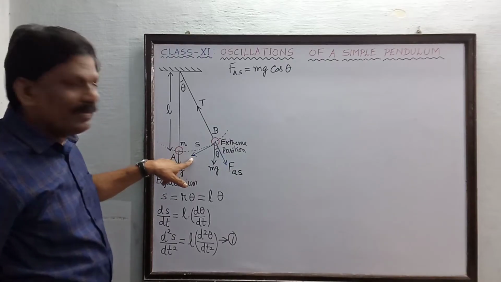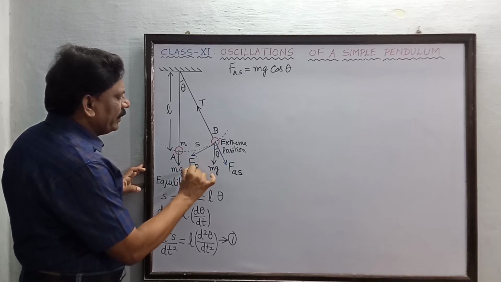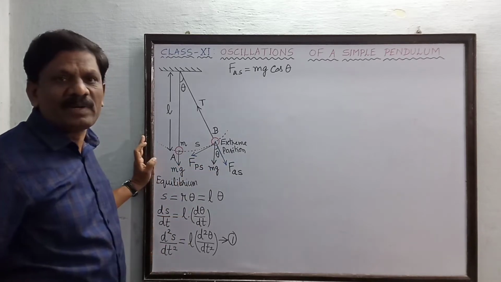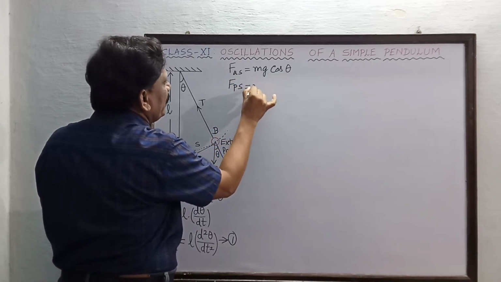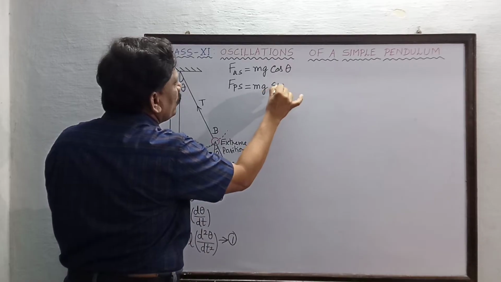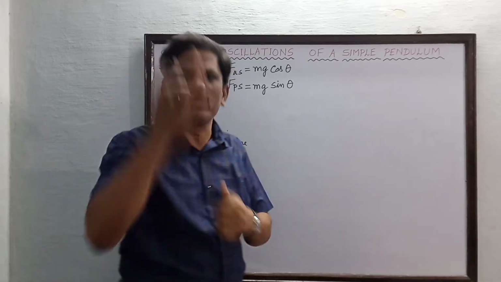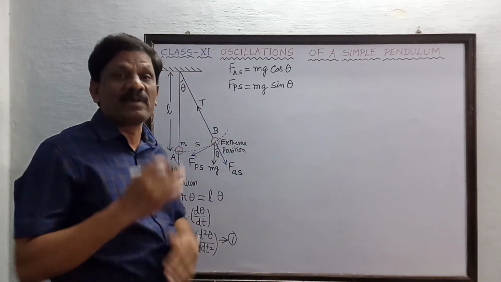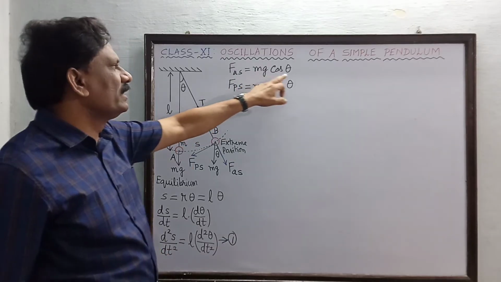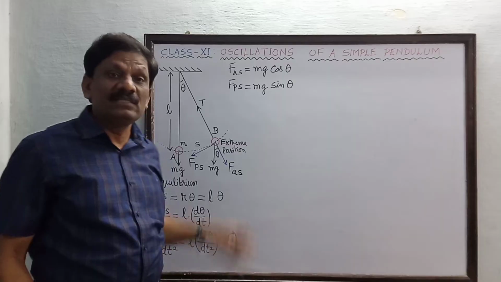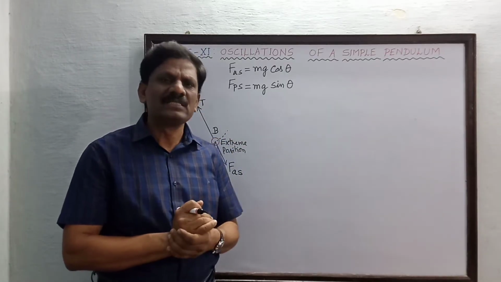And the other component, the perpendicular component, you see here. So this is F perpendicular to the string. PS means perpendicular to the string. So another force FPS, its magnitude must be equal to mg into sine of theta. So FAS is the force along the string and FPS is the force perpendicular to the string. Understand, children? They are respectively mg cos theta and mg sin theta. This has to be understood very thoroughly. Hope you have understood these two.